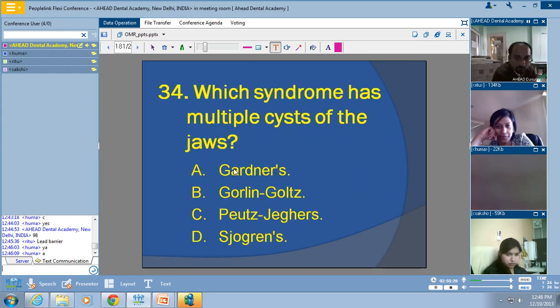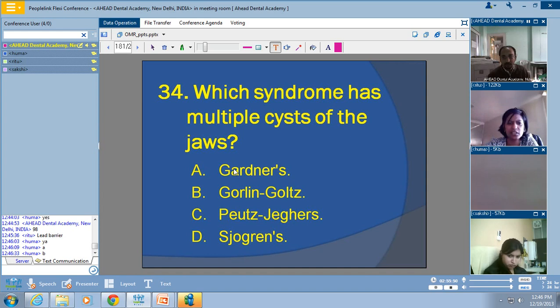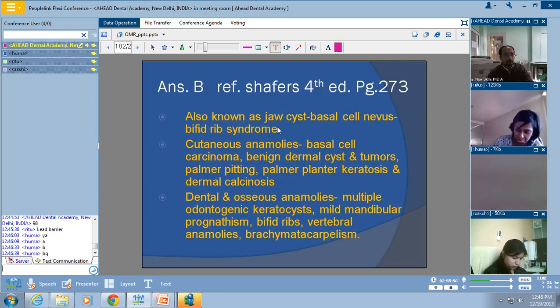Okay, 34. This question is not very tough. Which syndrome has multiple cysts of the jaws? Remember, in Gardner syndrome, we had multiple osteomas, multiple polyps, multiple supernumerary teeth and all that stuff. But definitely, it's not Gardner's, is it? So what's the best answer? Very good. It is Gorlin-Goltz syndrome. It is also known as jaw cyst basal cell nevus bifid rib syndrome.